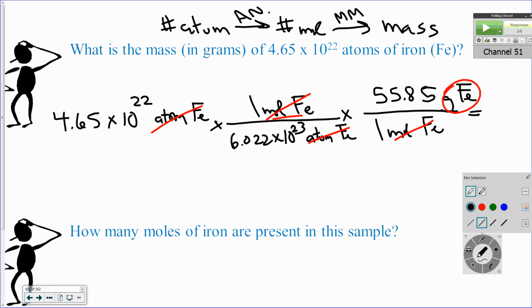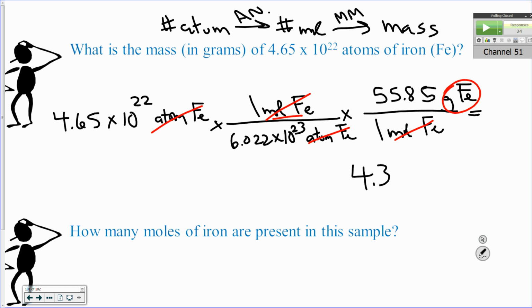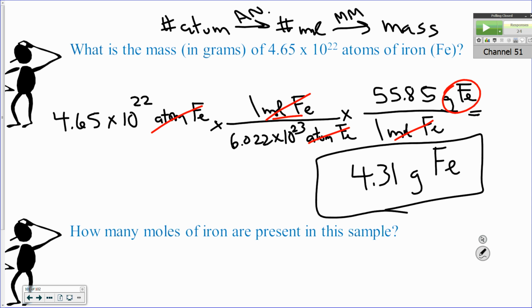4.65 times 10 to the 22 times 55.85 divided by Avogadro's number. Got something, I can't read it. I've got something. .31 grams of iron. Would you get 55.8? Similar mass from the periodic table. Yeah. Okay. It's fine to ask questions.